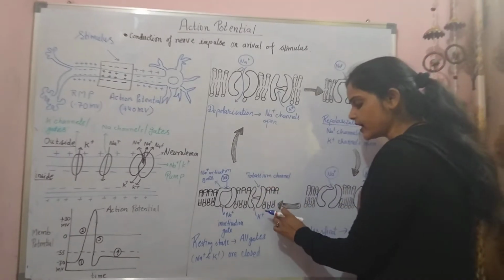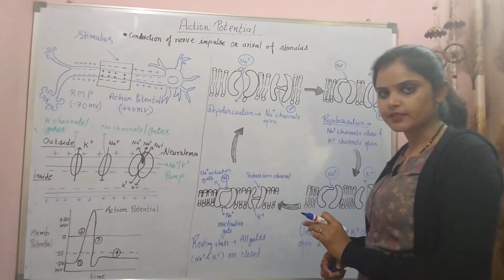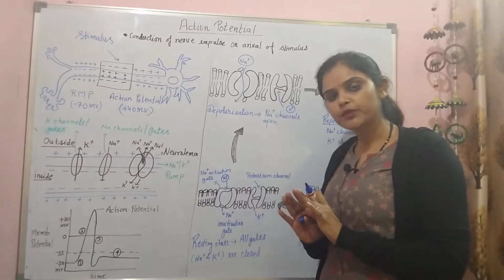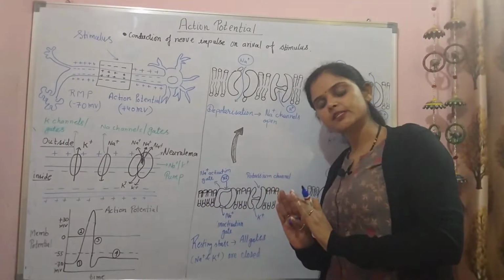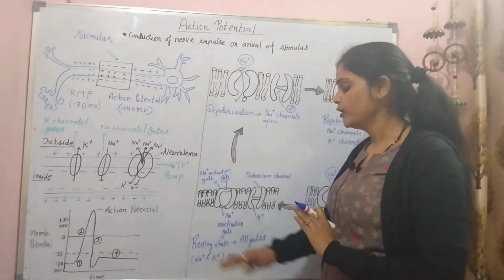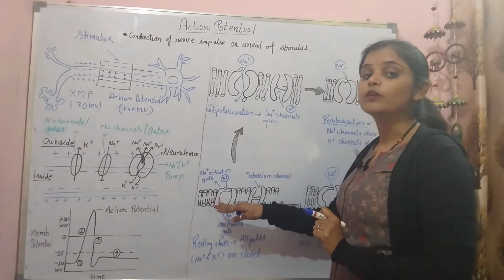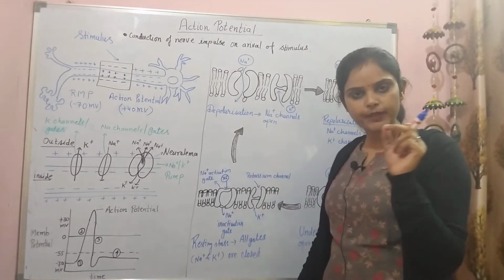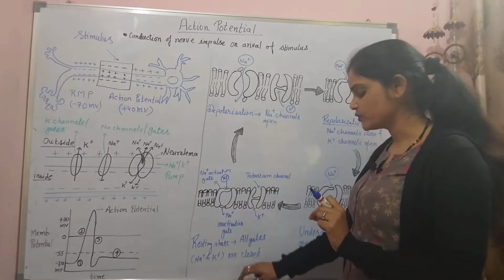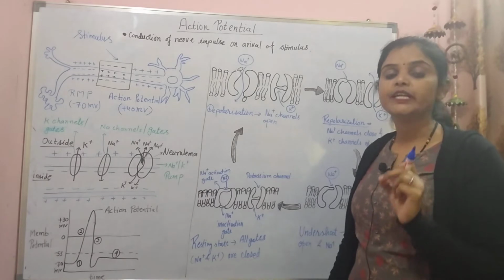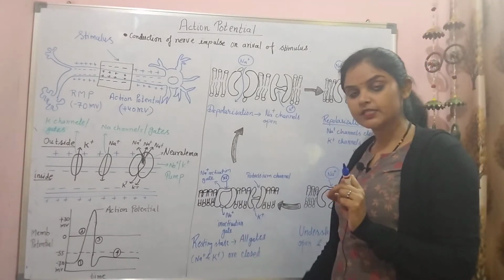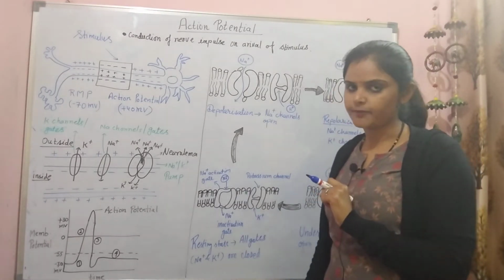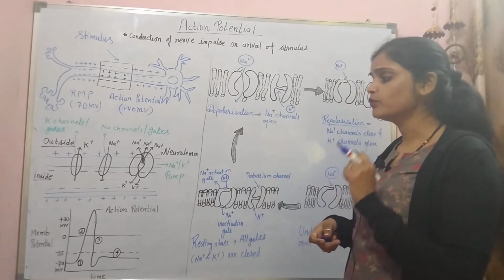In that state, no movement of ions is occurring, and the membrane is in a calm state, the resting, unstimulated state. It is negative inside and positive outside, maintaining a resting membrane potential of minus 70 millivolts. Our membrane is in a negative territory.